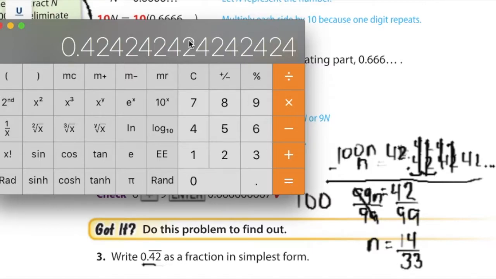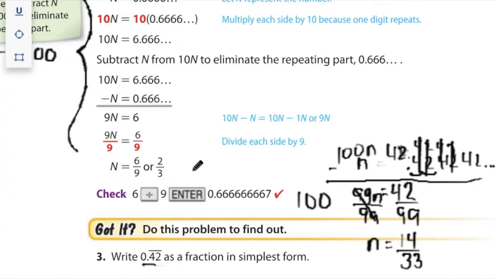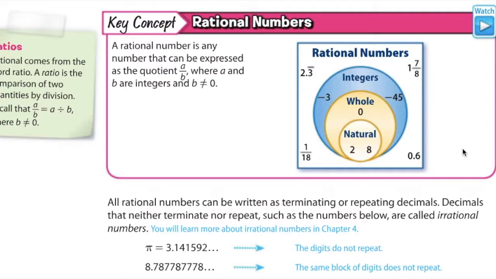14/33 is equal to 0.42 repeating. One key concept from section 3.2 is that a rational number is any number that can be expressed as the quotient a over b, where a and b are integers and b is not equal to 0.